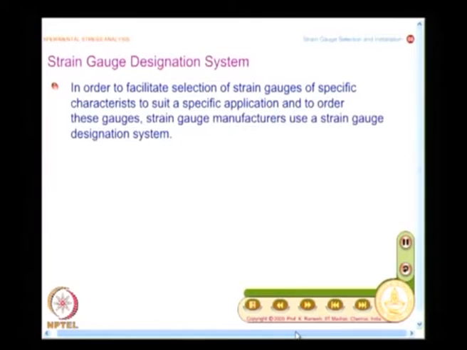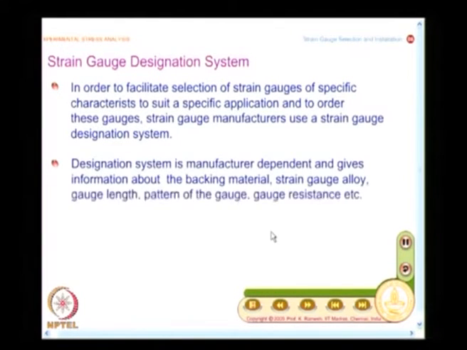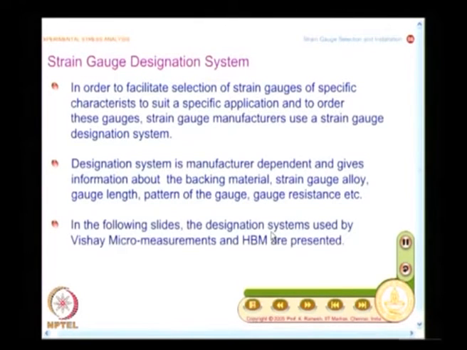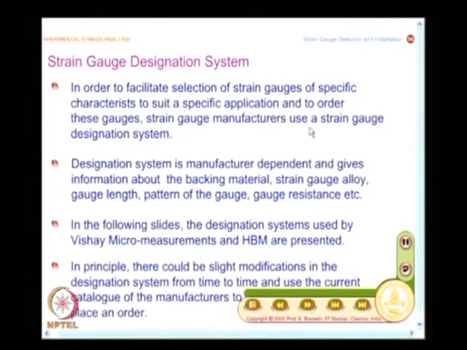And if I have to select a strain gauge of suitable characteristics and also to order these gauges, strain gauge manufacturers use a strain gauge designation system.